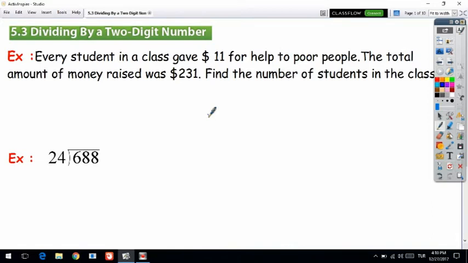Today we are going to talk about a new section, 5.3, dividing by a two-digit number. Everybody, today I did something different for you. I am not alone, I am with my students, yeah?